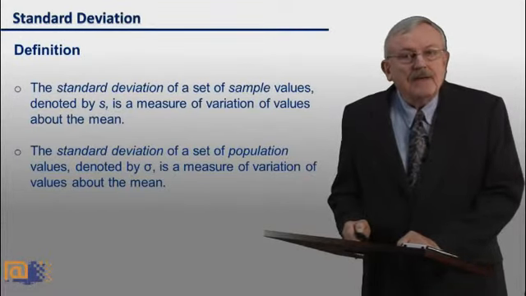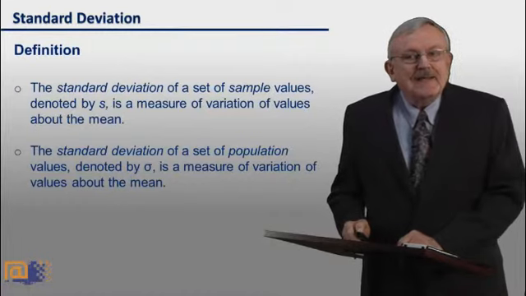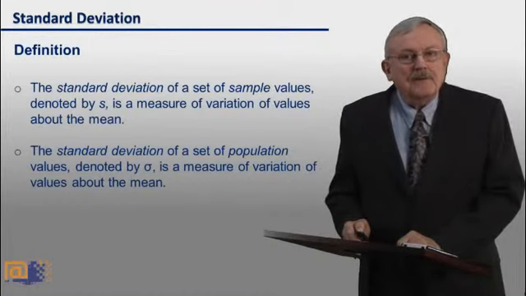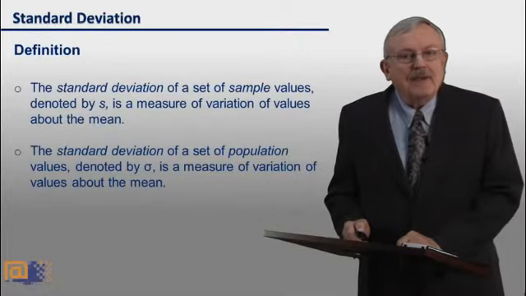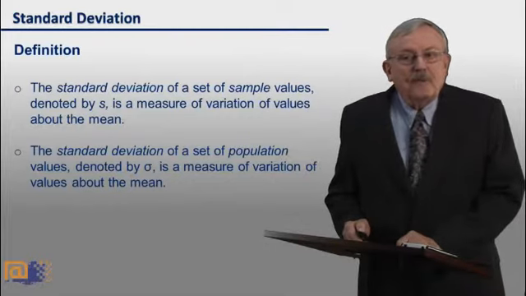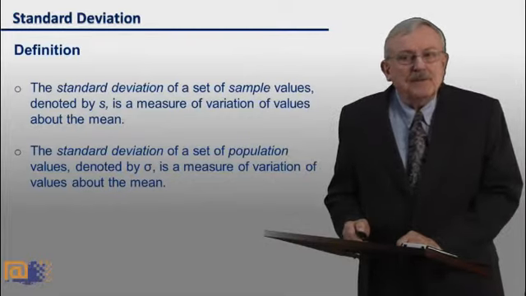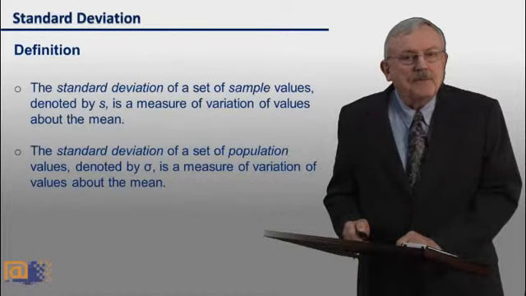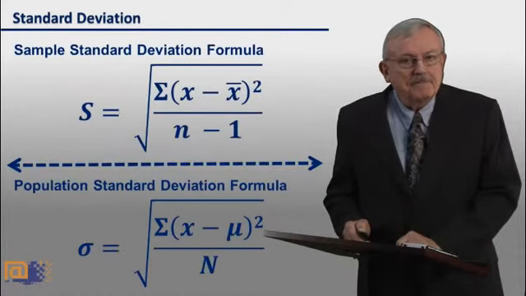The standard deviation for a sample of data is denoted by the letter lowercase s. It's a measure of variation of the values in the sample around their mean. The standard deviation for a population is denoted by the Greek letter sigma, which is a measure of variation of the values around the population mean.